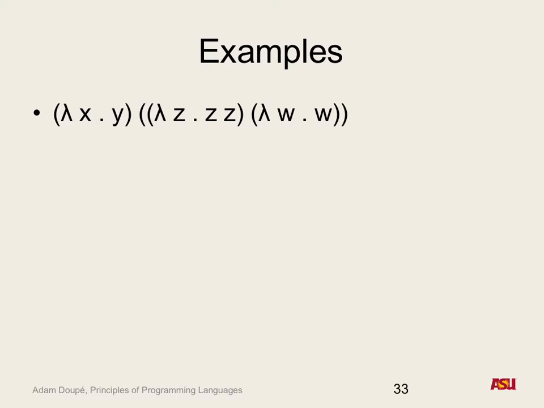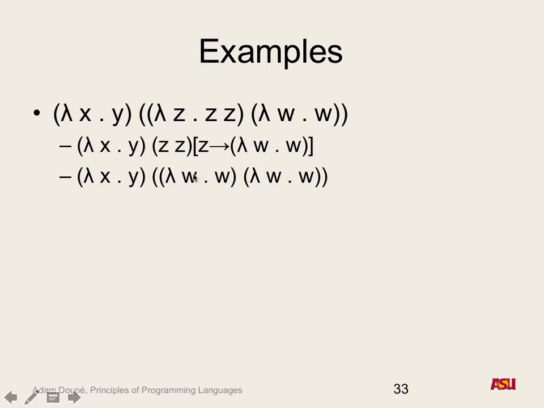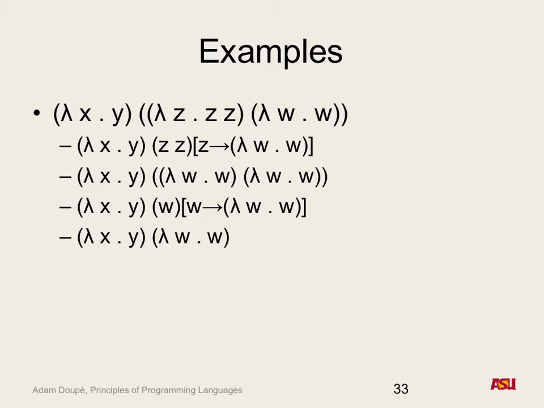So we can see this function z applies whatever its parameter is to itself, and by doing that, we apply the identity function to itself, which gives us just back the identity function. But then when we finally do that and apply it to a function that always returns y, then it doesn't matter what we did, because we'll get y.